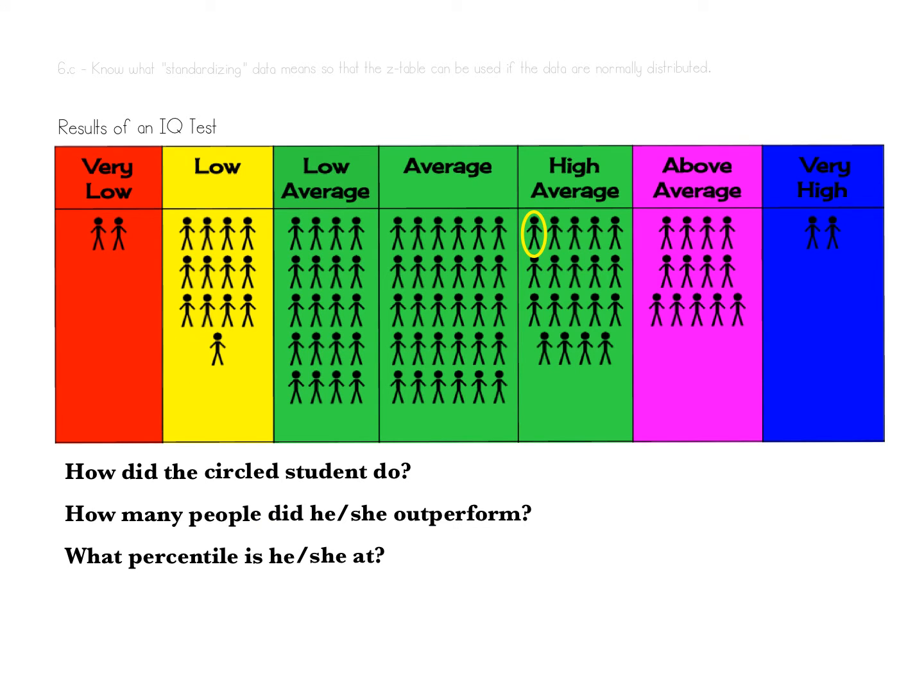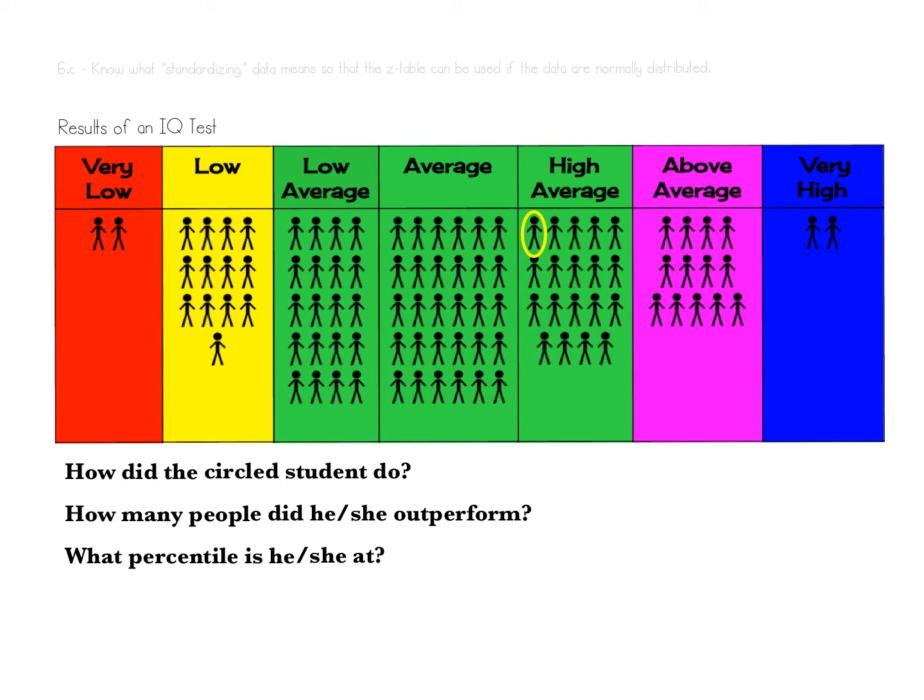All right, so let's calculate percentile. So here are the results of an IQ test. I can see that 2 people scored very, very low. I had 15 people score low, and so on and so forth, all the way up to very high. So the question is, how did the circled student do? I can see they scored high average, but in comparison to everybody else, how did they do?